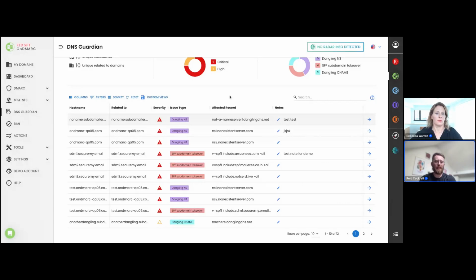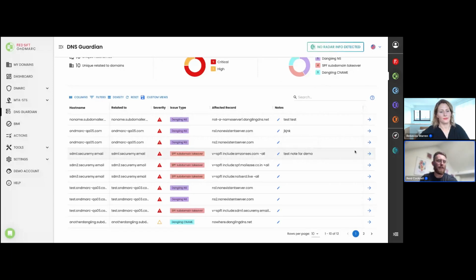So the reason that we show the affected record on this page is because you could have a situation where a host name and a related to domain appears in here more than once because you have more than one issue. And so the affected record is essentially this unique differentiator, and it allows us to help you on an issue by issue basis with guidance and recommendations on how to fix that specific record, rather than trying to group it all into a top level domain or subdomain level. You can leave yourself notes here. So you can see I've been leaving myself some lovely notes to make sure that this all worked.